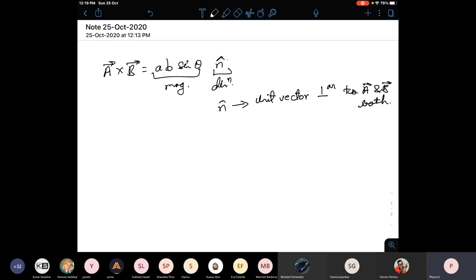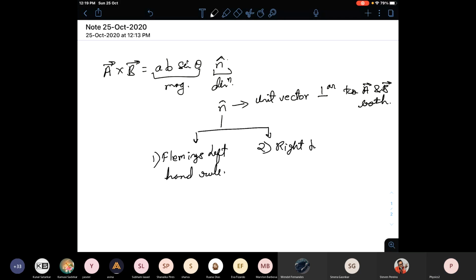Acha. How to find the direction of n cap? Okay, we have already discussed those two methods. Okay, first is Fleming's left hand rule, or second is right hand thumb rule. Okay, so these are the two methods to find the direction of n cap vector. Acha. So these were the things which we had discussed earlier. Acha. Now let's come.